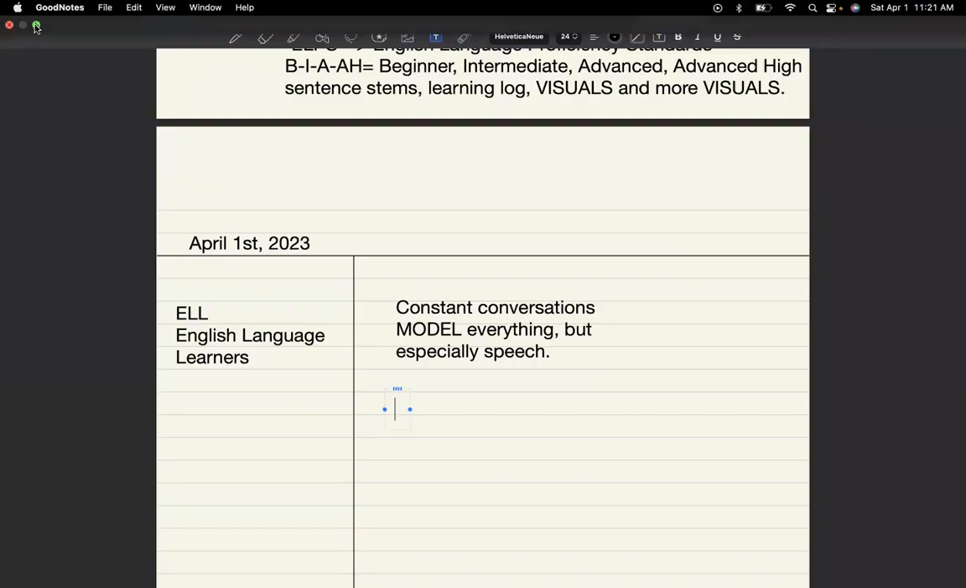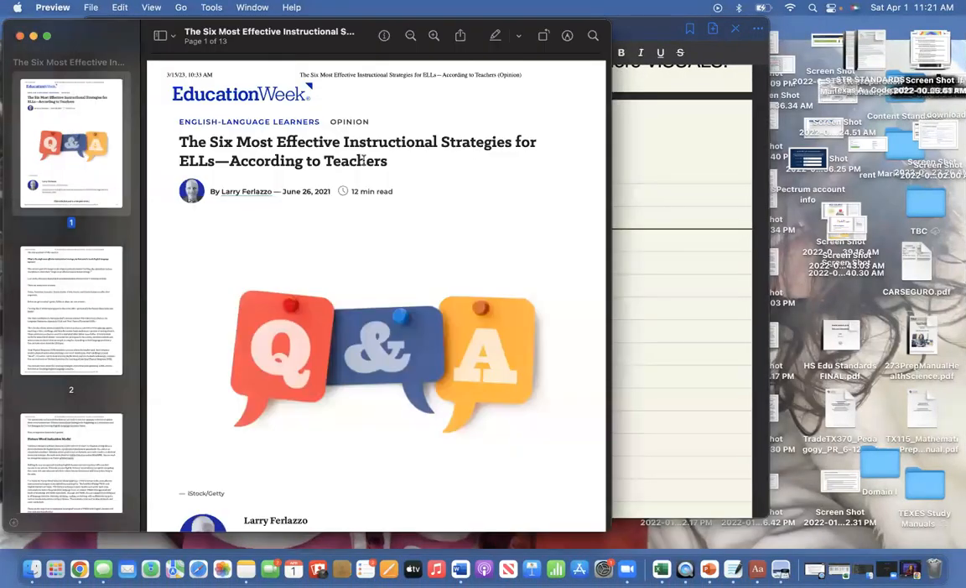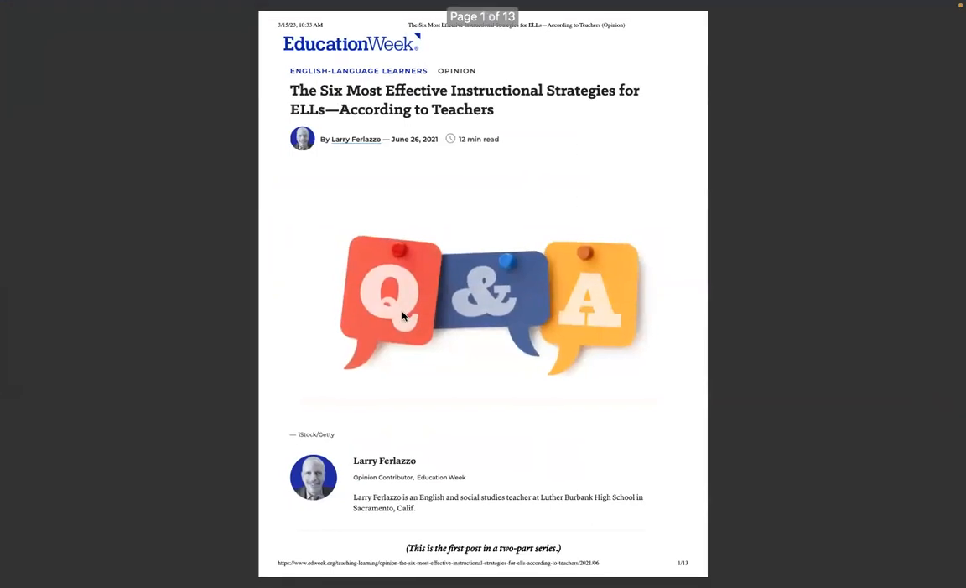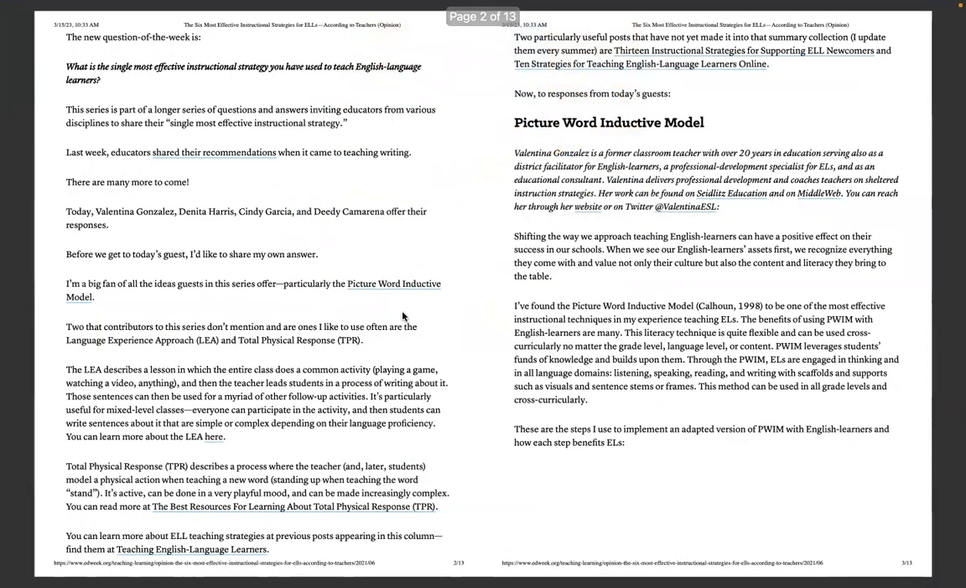So let's take a look at some of them. And you guys, these are some of the ones in the new article. But the picture word inductive model. And so that's using the picture word inductive model. This woman says it's one of the most effective instructional techniques. And I didn't realize that that's what it was called specifically, but it's tying language to words. And she goes further. The benefits of using PWIM with English language learners are many.